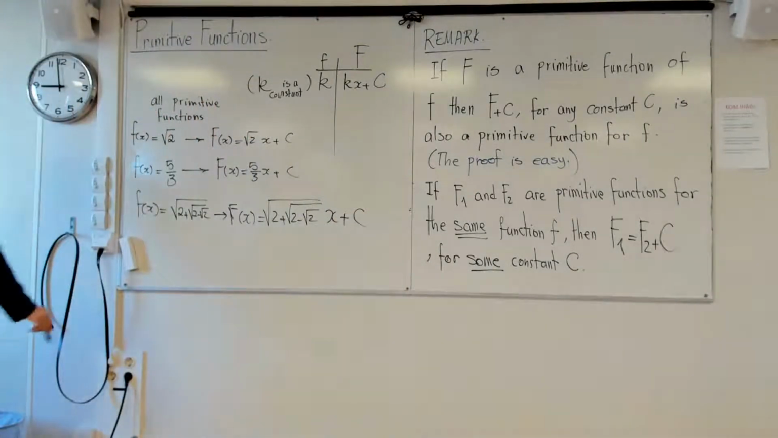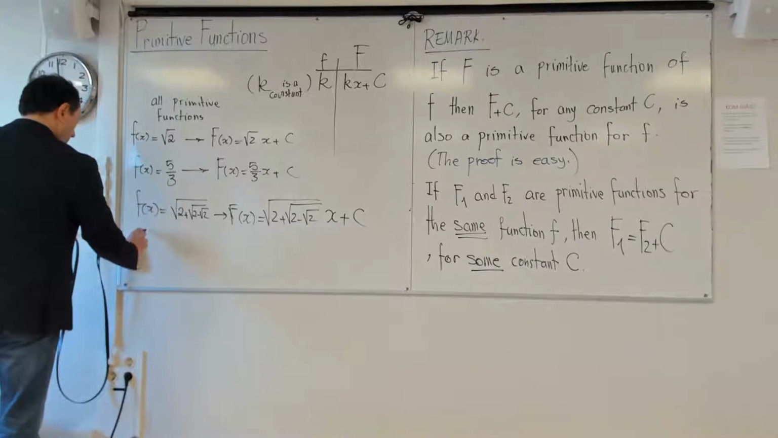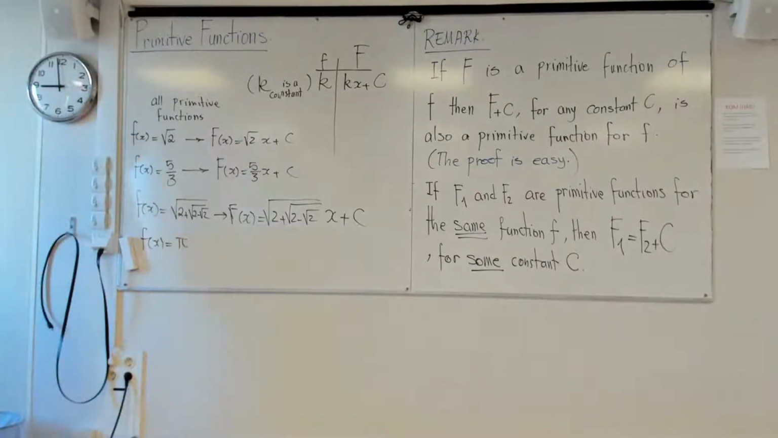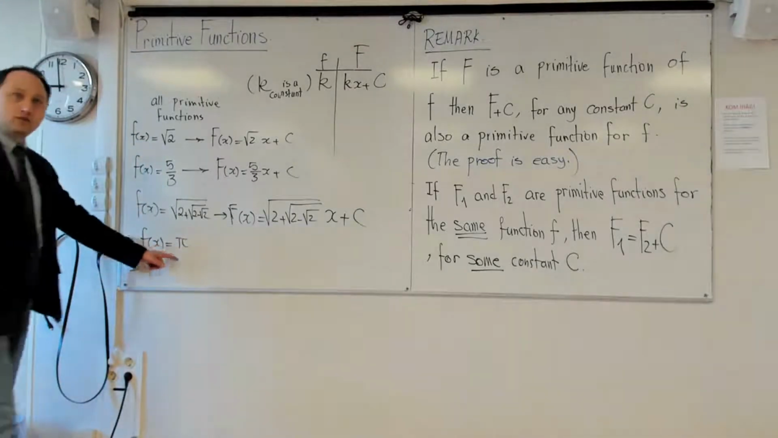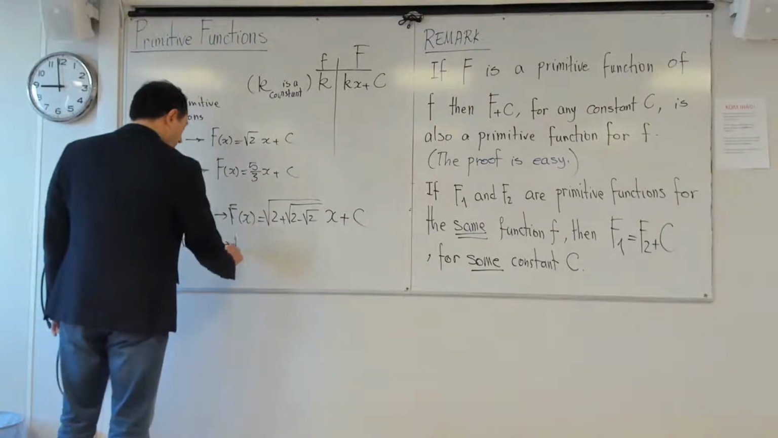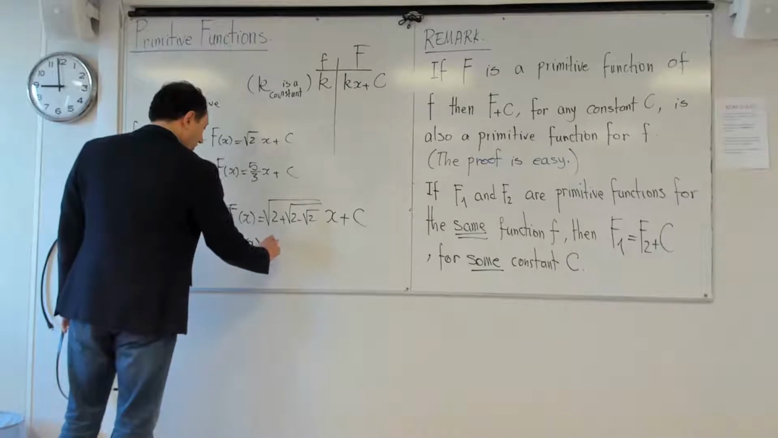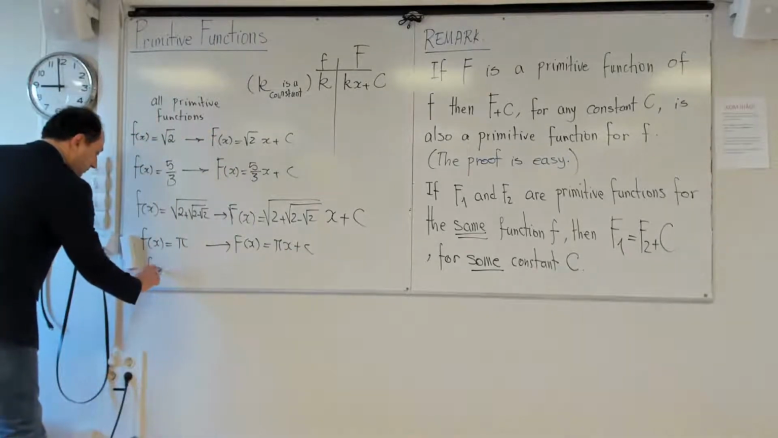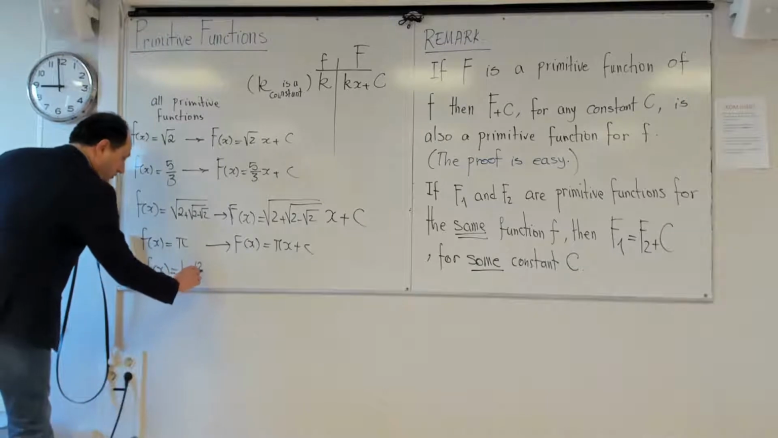And now let me ask you, what about this one? Do you think f of x is equal to pi? Pi x. Pi is a constant. So it is a fancy way of writing constants. All of them are. Yes, what about this one? ln of 2 over 3.